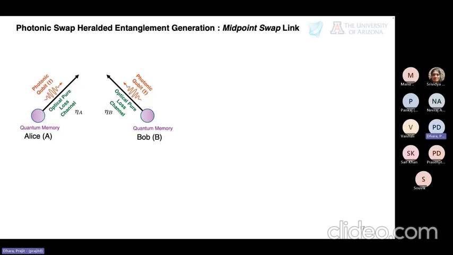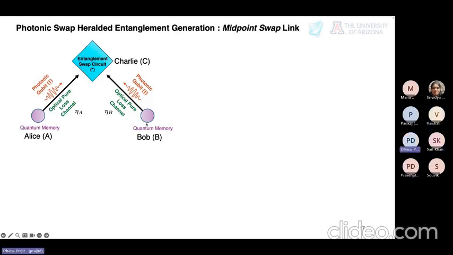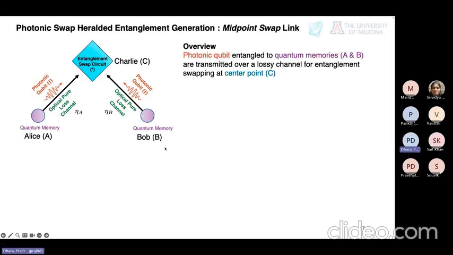There's in general some optical loss channel going on. Let's say that for the sake of the first discussion, they are pure loss and there's no noise on them. And at the midpoint, Charlie can swap entanglement, meaning Alice's memory and Alice's photonic qubit are entangled, and Bob's quantum memory and Bob's photonic qubit are entangled. Charlie swaps the entanglement between the photonic qubits coming from both sides. So then the quantum memory at Alice and the quantum memory at Bob are entangled to one another. This is the midpoint swap link.